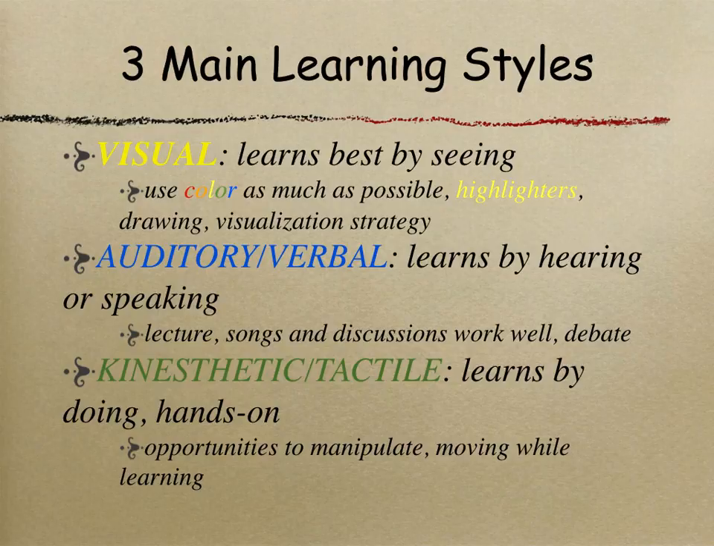Your kinesthetic or tactile learner learns most by doing those hands-on activities, giving them opportunities to manipulate, moving while they're learning. So it could be a skit that they create, a clap routine. Once you're done with your mini lesson, getting up and moving and going anywhere in the room, using the fist to five formative assessment, thumbs up, thumbs down. Those types of things help those kinesthetic and tactile learners.